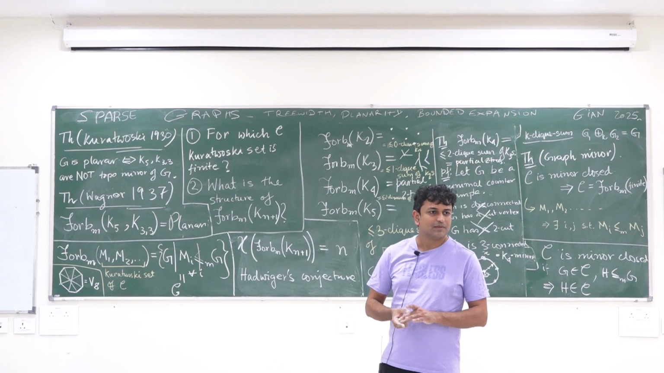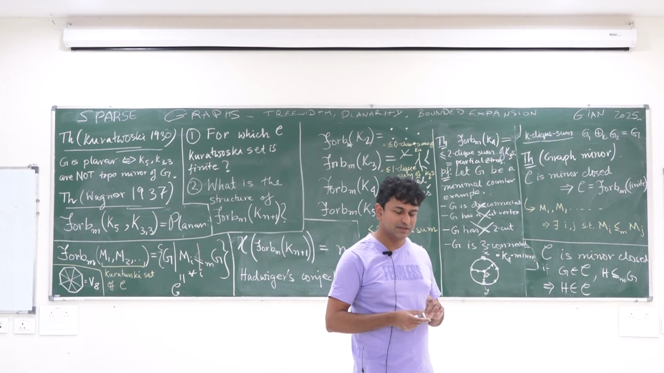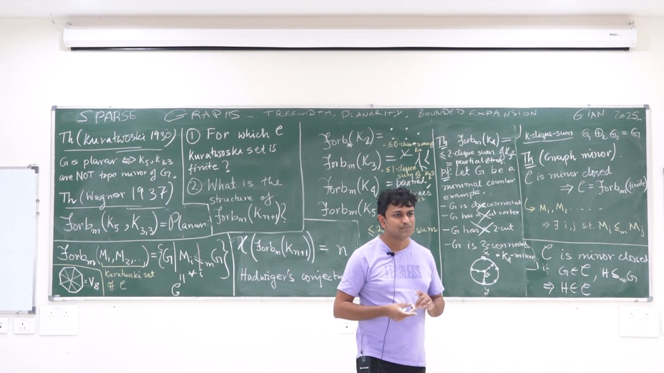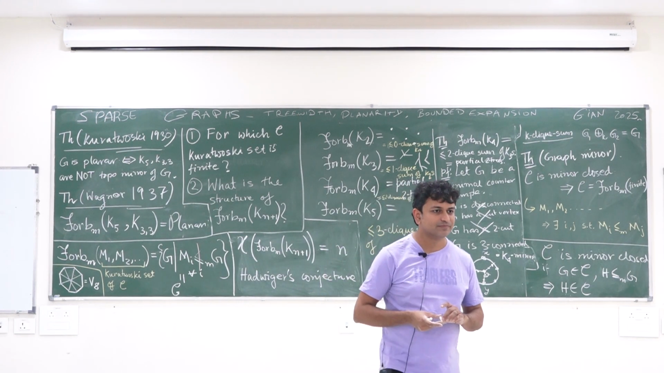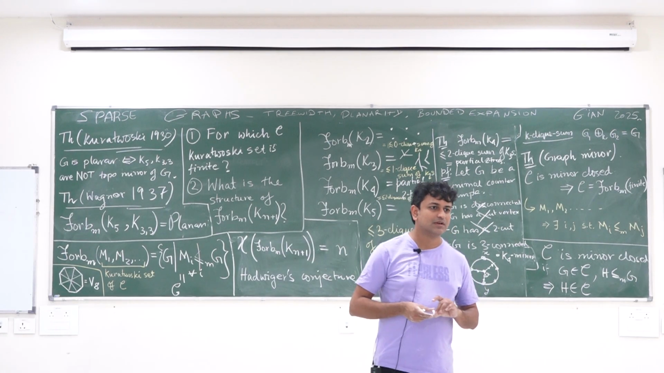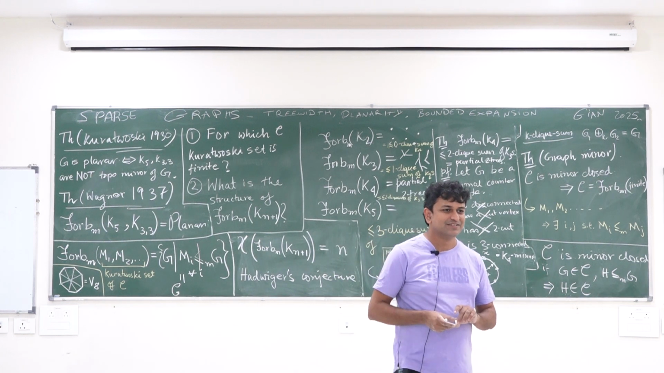So this statement says that if we take any infinite sequence, then there are two graphs such that one is a minor of the other. Yes, it is any sequence of graphs, not necessarily minor closed. Any sequence. No, they are equivalent, actually.